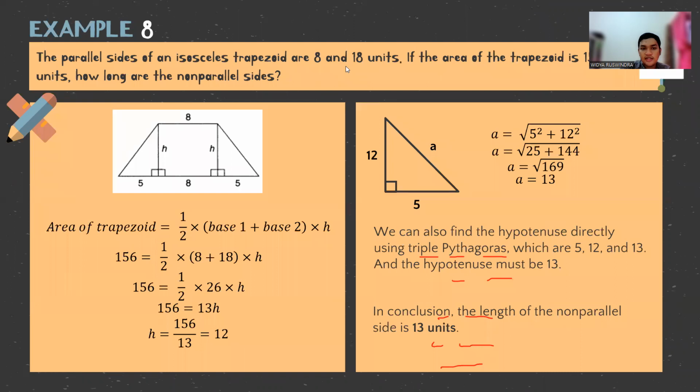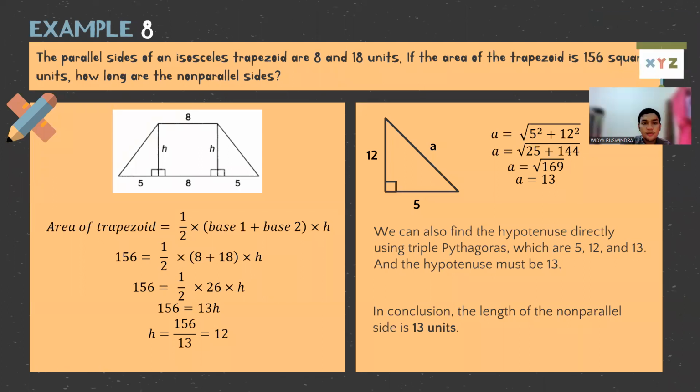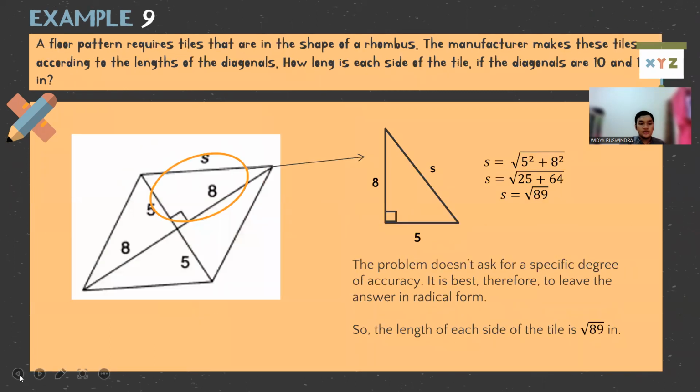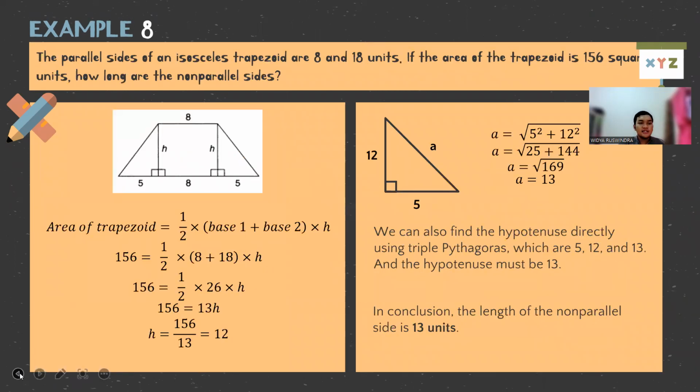Next, the parallel sides of an isosceles trapezoid are 8 and 18 units. If the area of the trapezoid is 156 square units, how long are the non-parallel sides? Okay, this is the illustration.